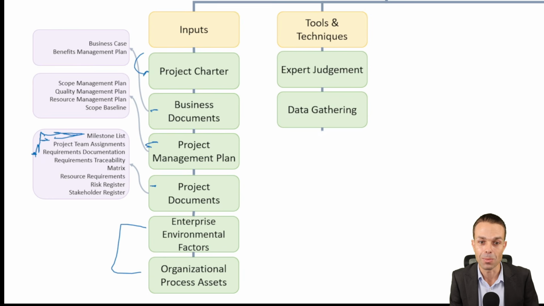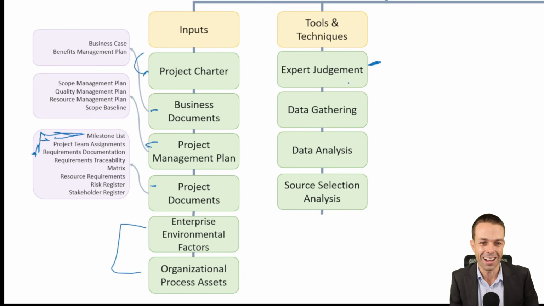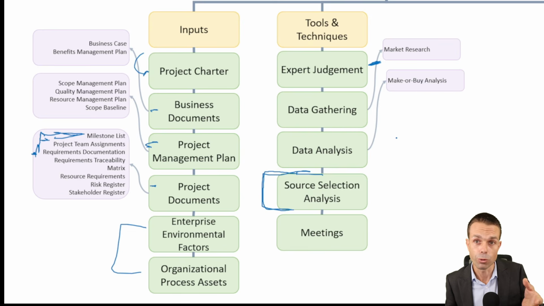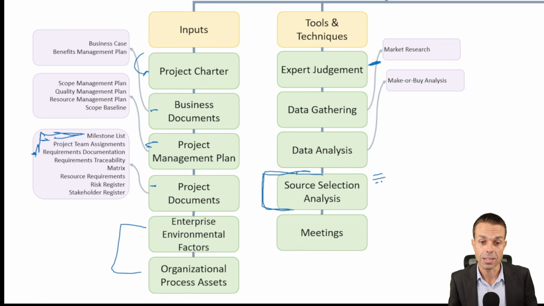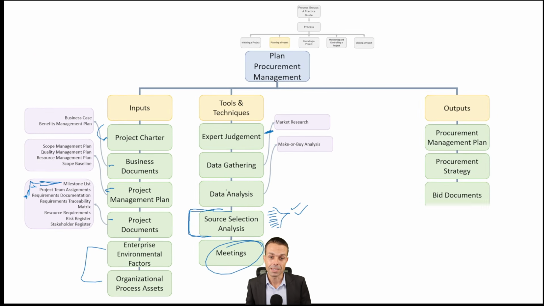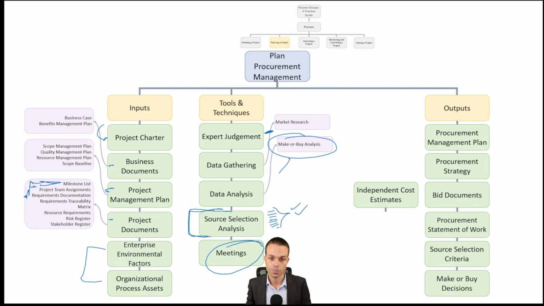Expert judgment, I bet you weren't expecting that one. Data gathering, data analysis, source selection analysis is how we're going to approve the vendors. And so we've got our criteria, and then the vendors just need to meet that criteria in order to be approved. And meetings to tie all of that together.